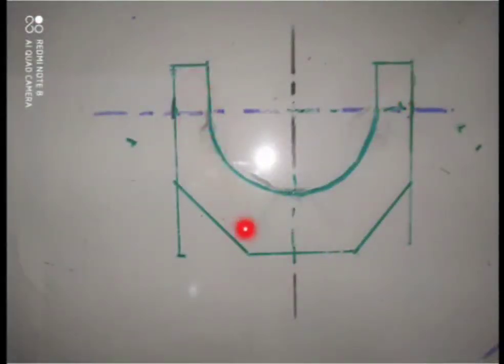It is most important to know how to draw the question. First, draw the center line, 25 mm radius semicircle, 15 mm above. Total length they have given 75 mm, 37.5 mm on the other side. The vertical distance is 15 mm, this distance is 30 mm. I have taken the protractor, 45 degrees where it will be matched, that will be your side view.